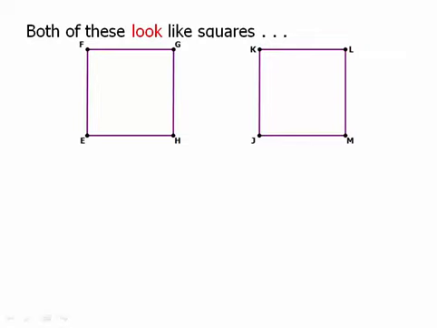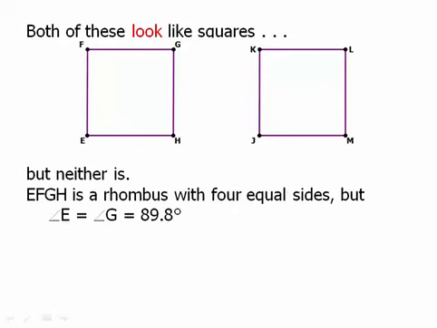So here are 2 drawn to scale diagrams. Both of these look like squares, but neither is. So the one on the left, EFGH, turns out to be a rhombus, but it has one angle, so the 4 sides are equal, but one angle is slightly less than 90 degrees, the other angle would be slightly more than 90 degrees, so it's not exactly a square.